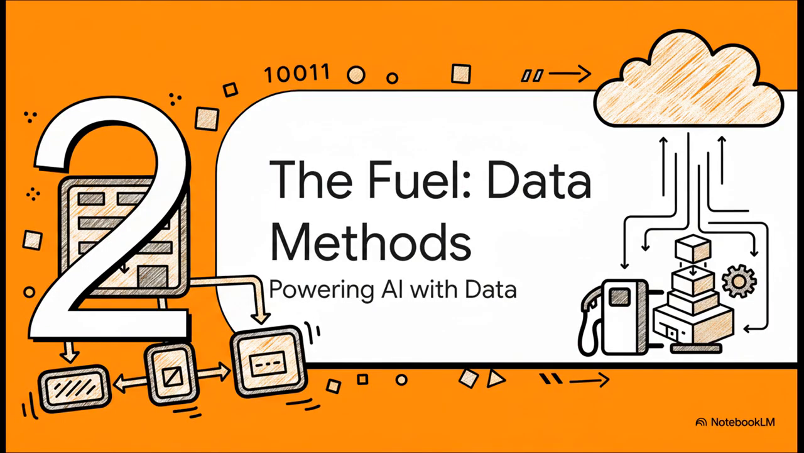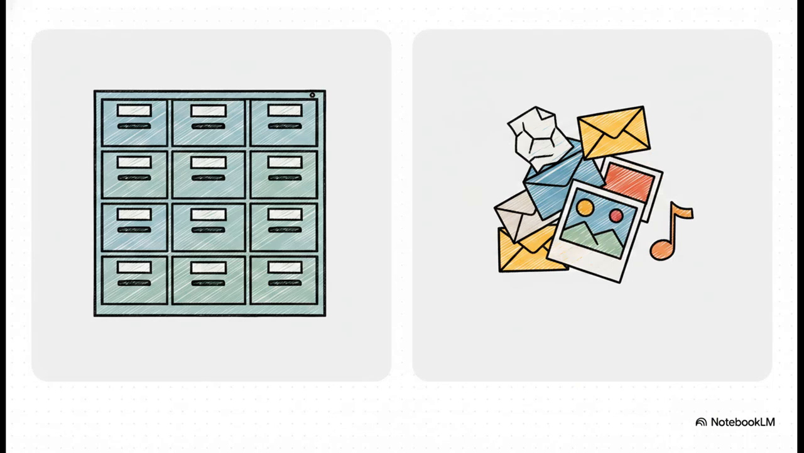Moving right along to Part 2, the Fuel data methods. Understanding your own company's data is the absolute essential first step here. Generally speaking, you've got two main types. Over on one side, we have structured data. This is the neat stuff. It's organized in perfectly aligned rows and tables. Think of a standard order ledger or your monthly bank statement. It is incredibly easy for a computer to query.